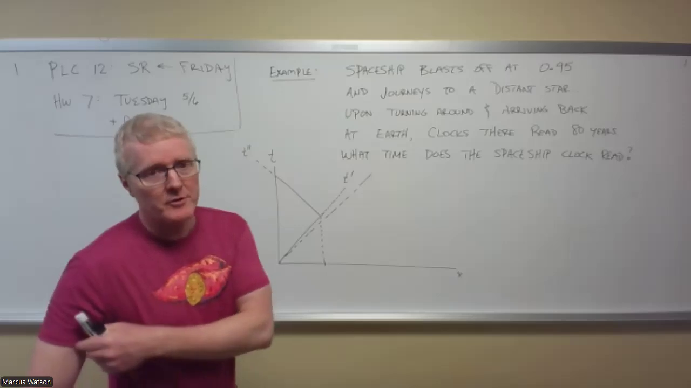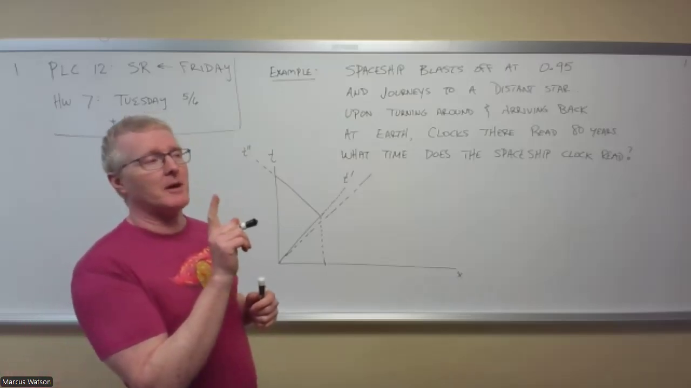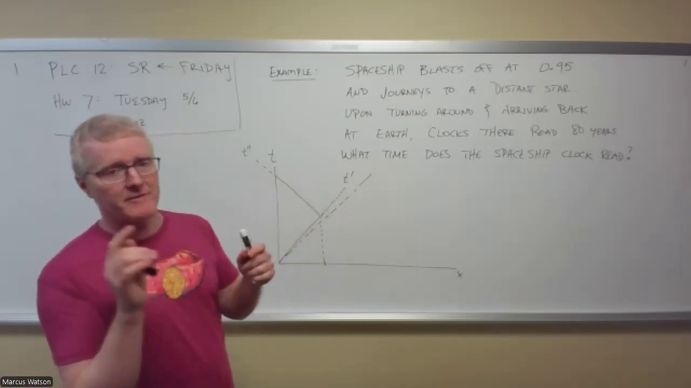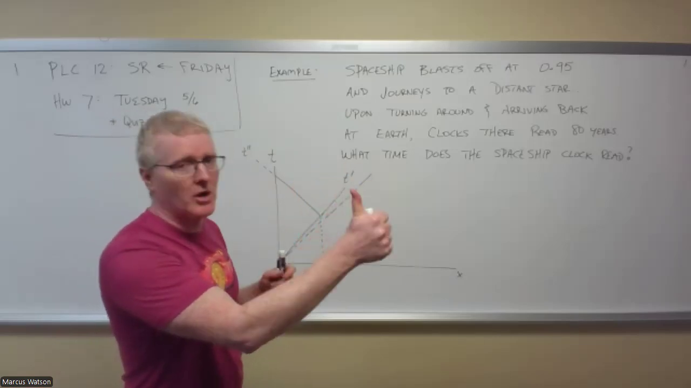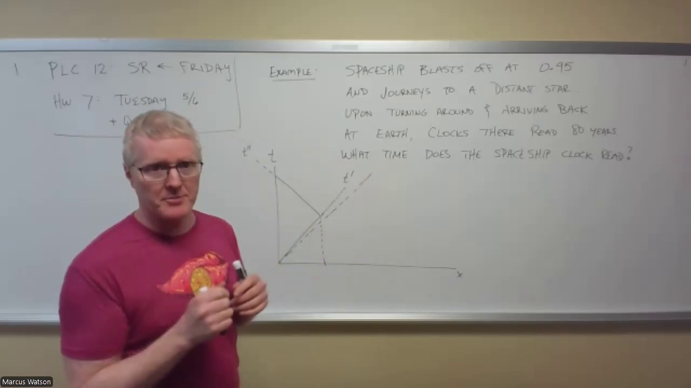The rocket ship observer will not measure the proper length. However, the rocket ship observer will be measuring the proper time between the event of leaving Earth, arriving at star, leaving star, and arriving at Earth. The rocket ship will measure the proper time of that.